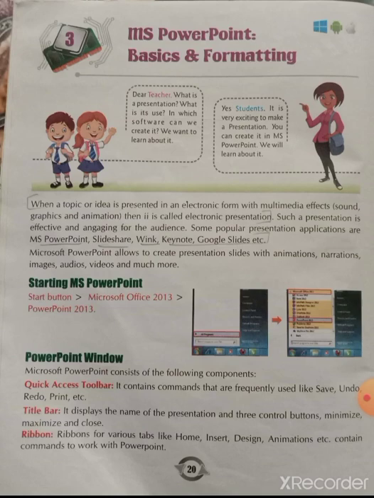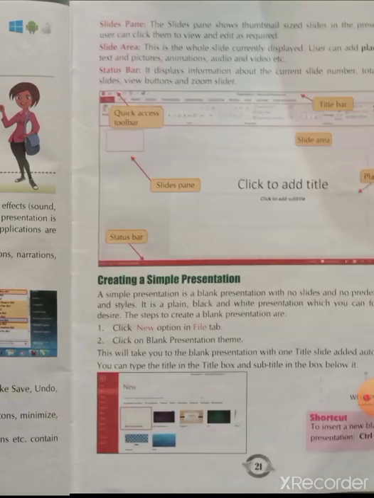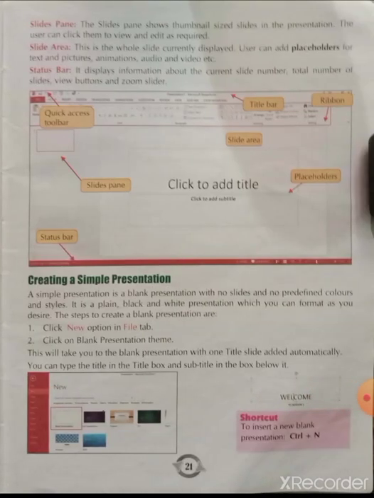Next is ribbon. What does ribbon mean? The ribbon includes the options, the groups, the tabs, etc. Okay, so the ribbon has various tabs like home, insert, design, animation, etc. that contain commands to work with PowerPoint. So this is about the three main components of a PowerPoint window. Let us see the next components of a PowerPoint window.